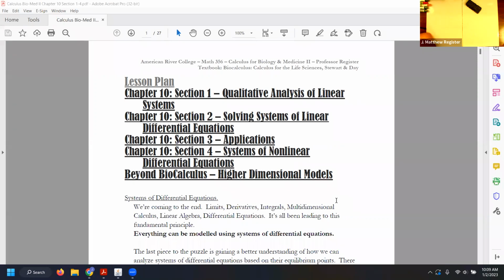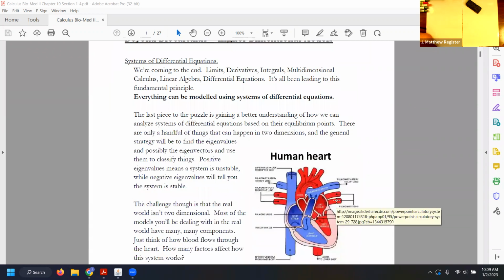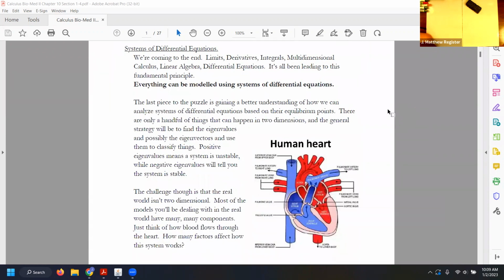The idea behind systems of differential equations is instead of a single differential equation, we are going to be dealing with two at the same time. In the real world, when you're modeling, you're going to be dealing with more than two, but we're just going to be starting with two so that we can understand the fundamentals.